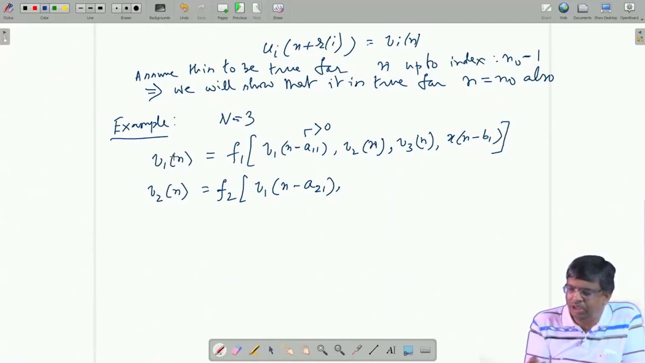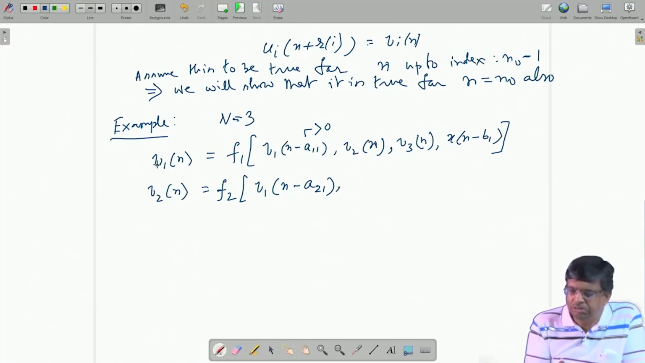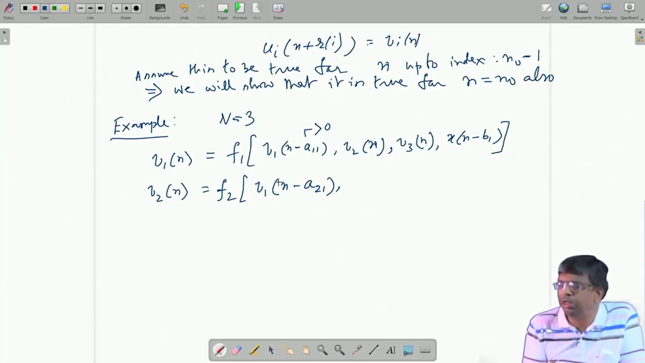You see V1n, if I took the function of V2n, I did not put any delay here. V1n as a case I took as a function of V2n. Then if V2n, when I write as a function of V1, the delay must be positive, cannot be 0. Because if A21 is 0, then eventually it means V1n is a function of V2n, V2n is a function of V1n, which means V1n is a function of V1n, which is impossible. So you can never calculate V1n. Therefore, this is strictly positive.